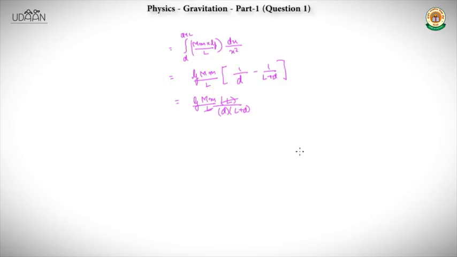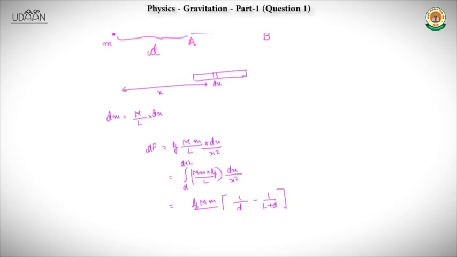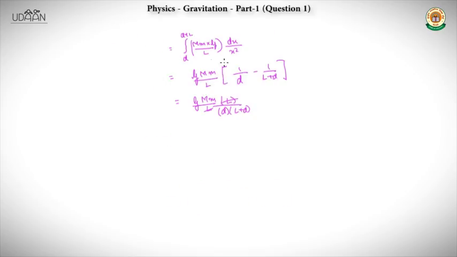Now we have to see one small thing: when we are writing down the force, we are treating this as a small element because in the question it is written that it's a very thin rod. So that's why we are treating dx also as a point. Otherwise this formula would not have been valid, because we are writing the formula between two point masses. So this is the solution.